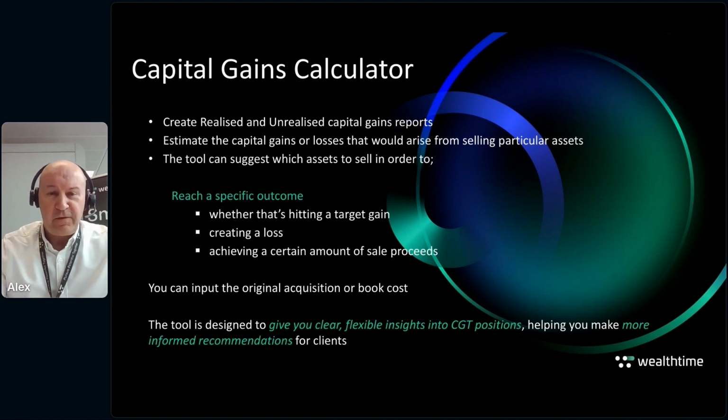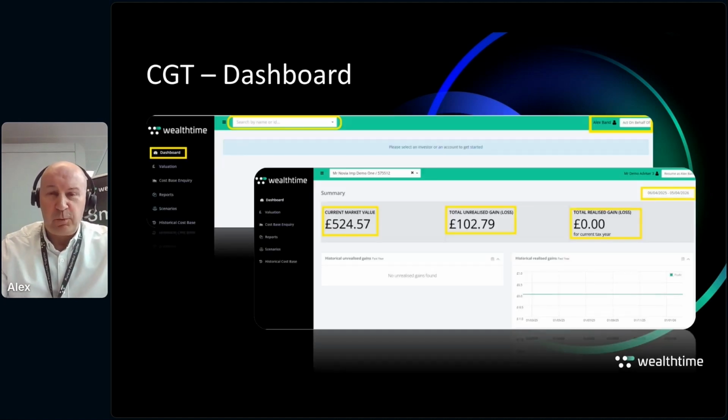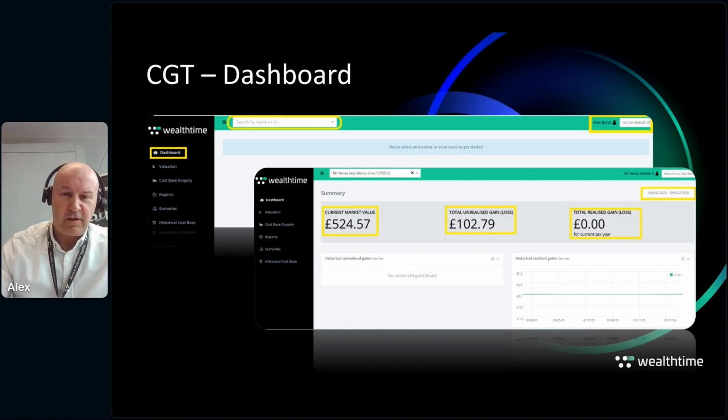When you open the tool, the first screen you see is what's called the dashboard. If you're a power planner, ensure that you select the advisor you're working on behalf of, and then locate your client's general investment account wrapper. Once selected, the dashboard displays the current value of that GIA and all gains and losses in the current tax year. You can switch the view to a different tax year or customize those dates. This gives you a clear high-level overview of your client's tax position before you move into the detail.